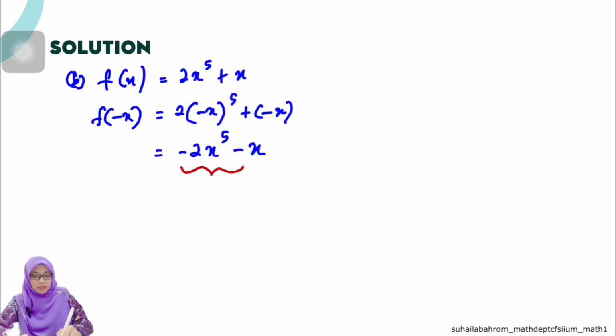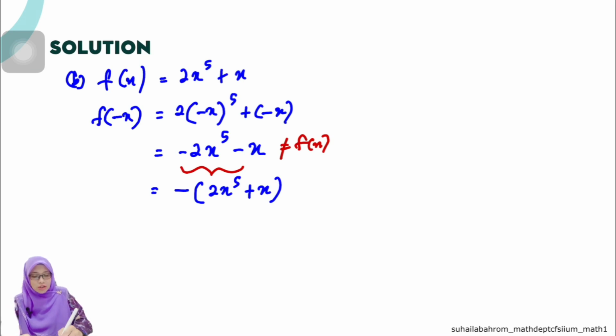Up to this step, you can see that it is not equivalent to f(x). So this one is not compulsory for you to write down. I just want to show that the function up to this step is clearly not equivalent to the function f. But if you try to factor out the negative sign, what happens? You will get 2x to the power of 5, and then in the middle here it will become plus x.